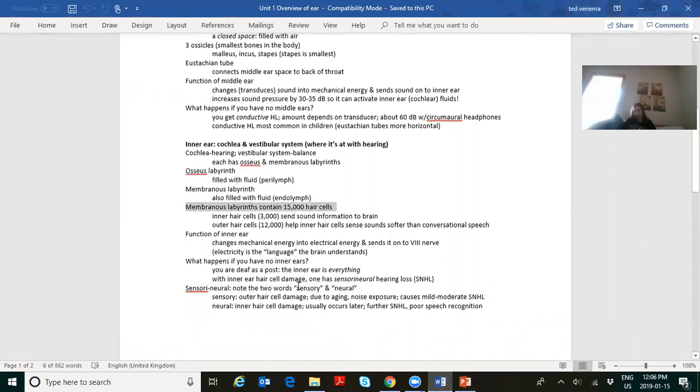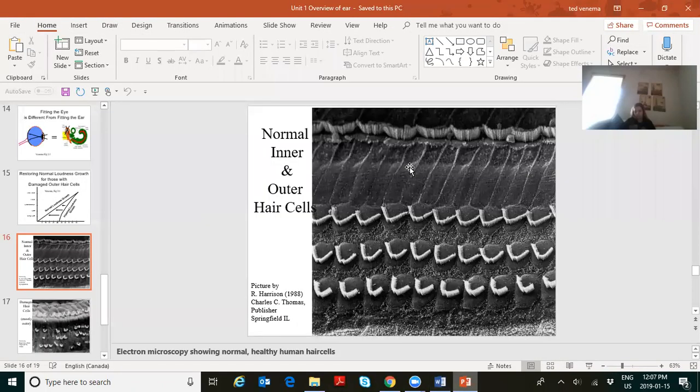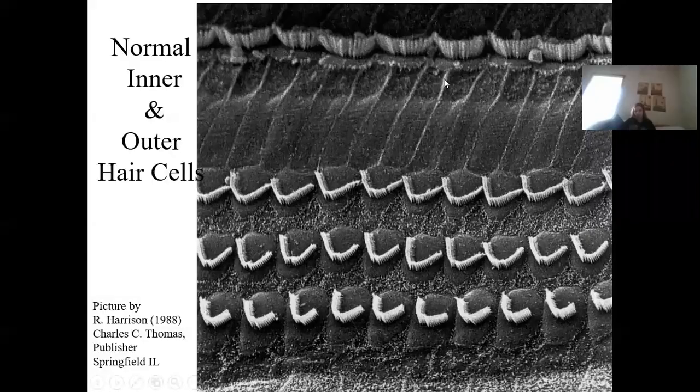Membranous labyrinths contain 15,000 hair cells. Inner hair cells, 3,000 of them. Outer hair cells, 12,000 of them. What do these look like? Here, inner hair cells, outer hair cells. I'll make it bigger. Inner hair cells, outer hair cells. Your inner hair cells send information to your brain. Your outer hair cells take information from your brain. So your cochlea is a two-way street.